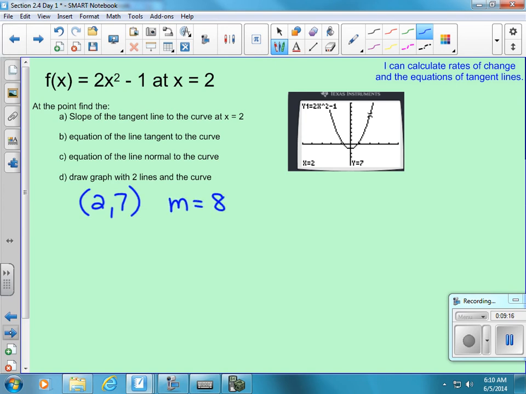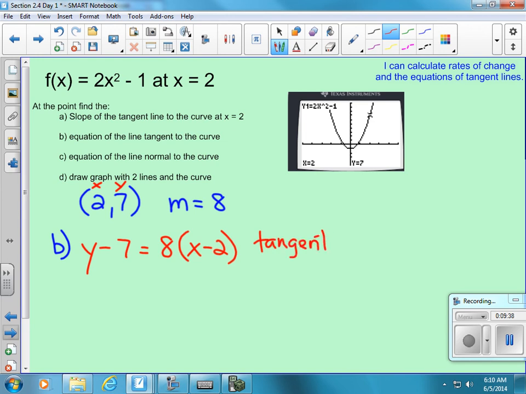It's a very simple job to write the equations of lines. We're going to use point-slope form in this class all the time. Okay, so this is x, this is y. I like to do that so I don't mix them up. y minus 7 equals 8 times (x minus 2). That is the tangent line.